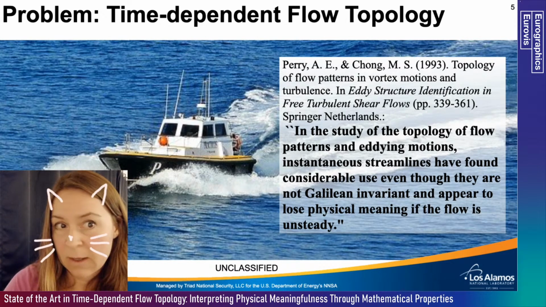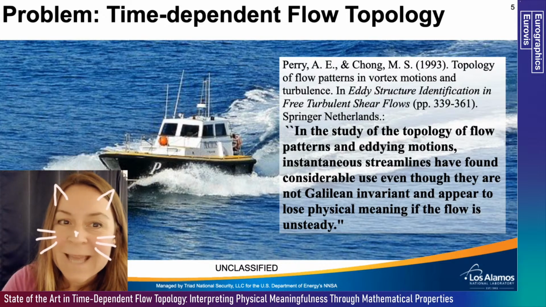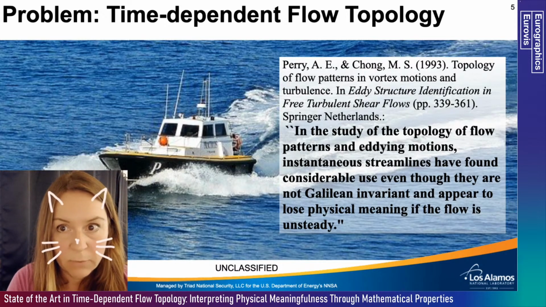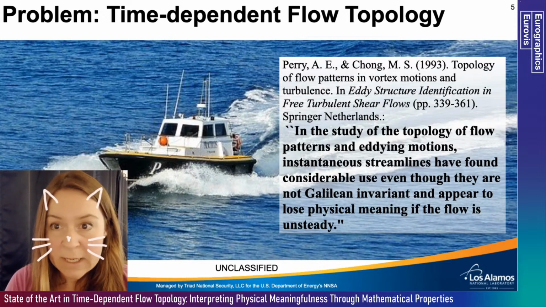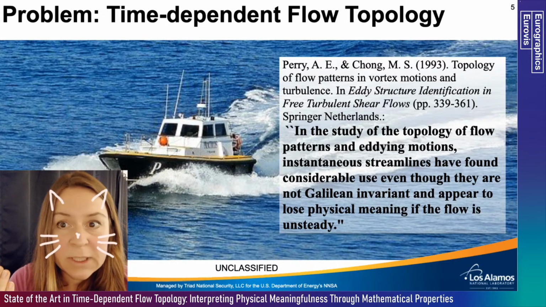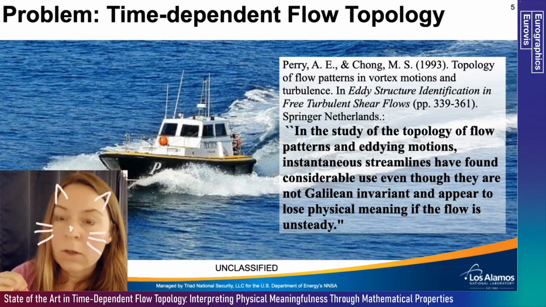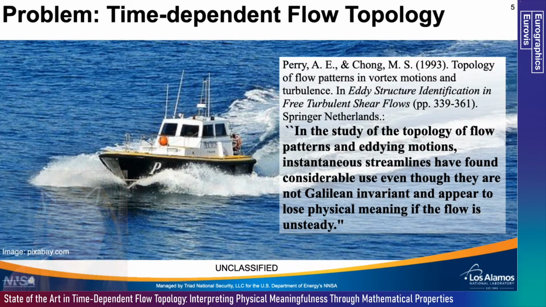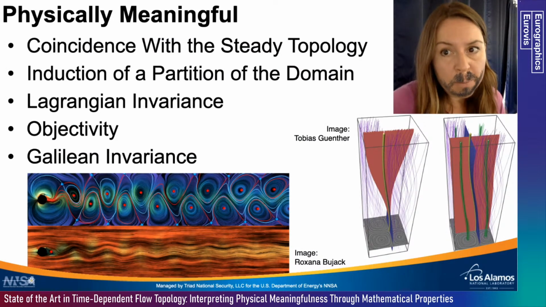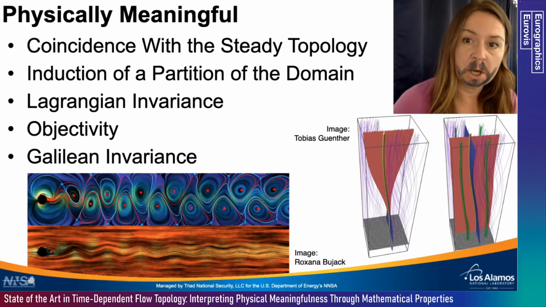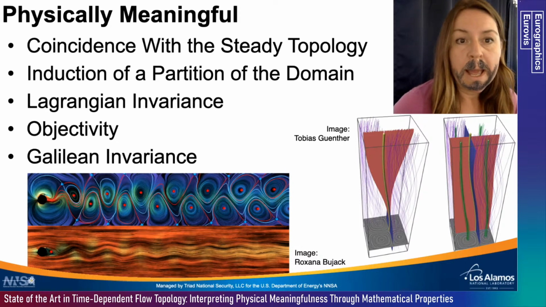Well, apparently here, Perry and Chong mean that Galilean invariance is a necessary condition for a method to be physically meaningful. And what we did in our survey is to go through all different kinds of papers and try to find out what other concepts that can be defined in a mathematically rigorous way are considered necessary for a method to be called physically meaningful. And we were able to collect pretty much 5 very popular concepts that have a clear mathematical definition, so we can actually analyze if methods satisfy them or not, that are considered necessary for a generalization of the classical vector field topology to be considered physically meaningful. And those are the 5.